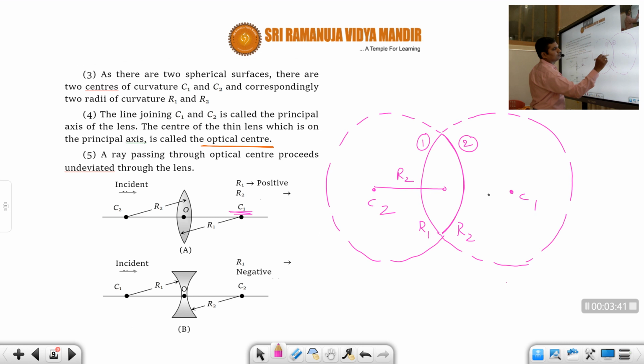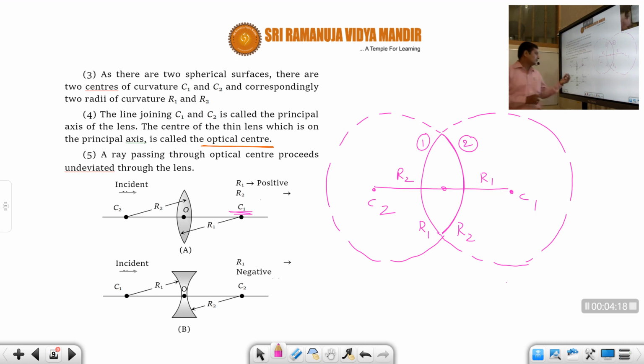If these values of R1 and R2 are not equal, then we say it is a biconvex lens. And if they are equal, we say it is a symmetrical convex lens, or simply a convex lens. Whenever we don't mention anything before convex lens, we should take it as a symmetrical convex lens, which means the radii of both surfaces are the same. So if R1 equals R2, it is a symmetrical convex lens. If they are not equal, then we say biconvex lens.